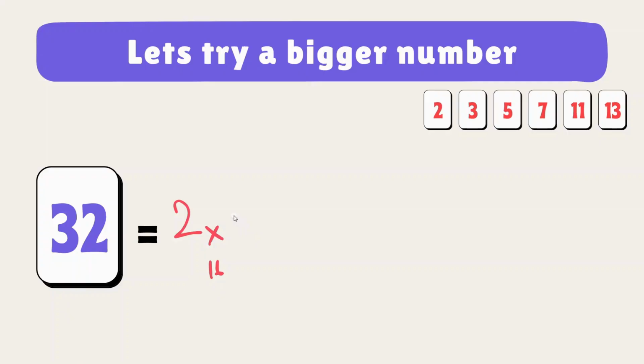Okay, so divide by 2, you get what? 8. Okay, after that 8, can I divide by 2 again? Yes. So what is 8 divided by 2? You get 4. Okay, 4. Now, can I divide it by 2 again? Yes, can. So 4 divided by 2 is 2.